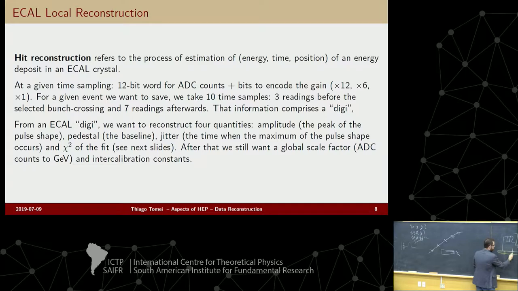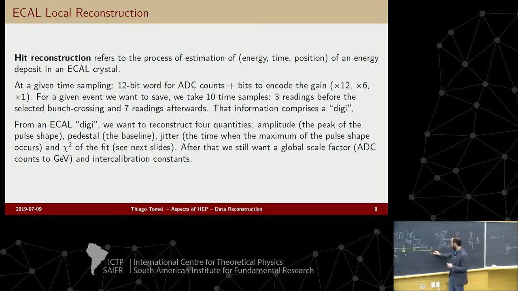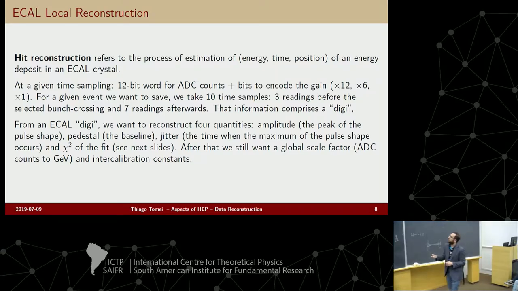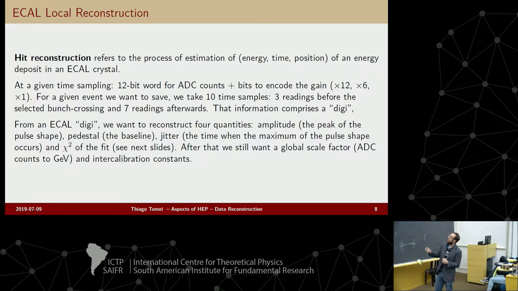So if you want to measure the energy of the calorimeter at time 0, you save all the readings from minus 75 nanoseconds to 175 nanoseconds. And yes, the electronics has to be precise to do this. And we want to estimate the energy of the hit, the time of the hit, and the position of the hit, which can be translated to 4 quantities.